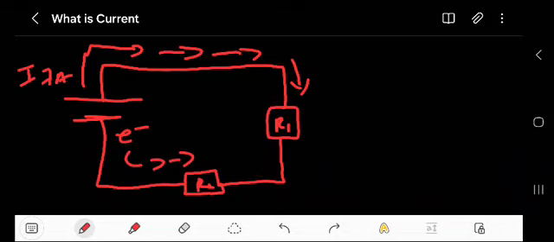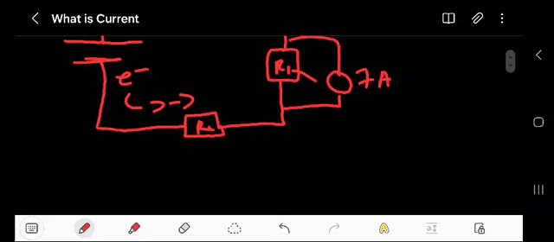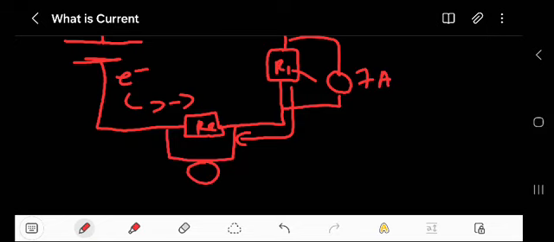At resistor 1, what current will it experience? This resistor will read a current of 7 amps. That 7 amps will also pass through resistor 2, and this will read 7 amps also.